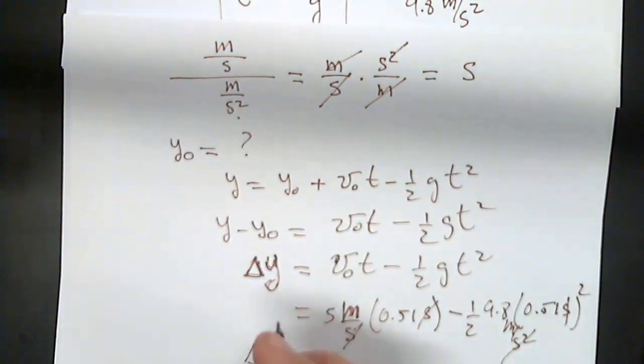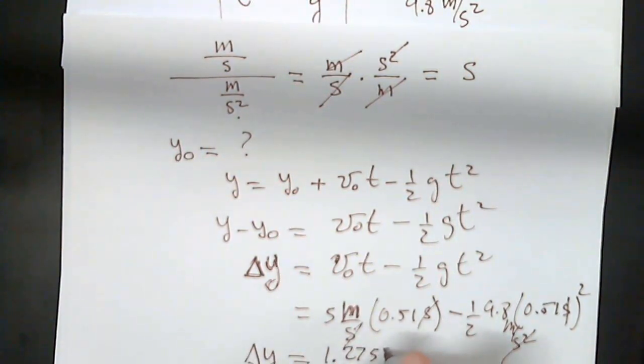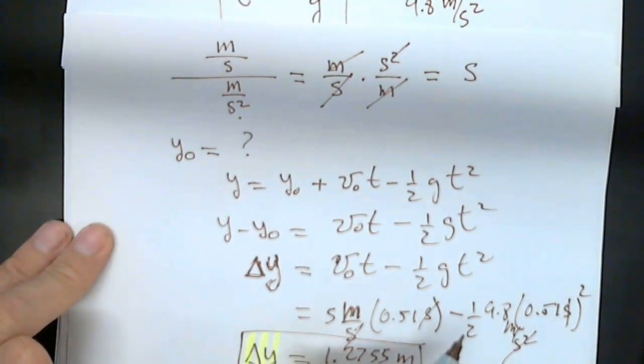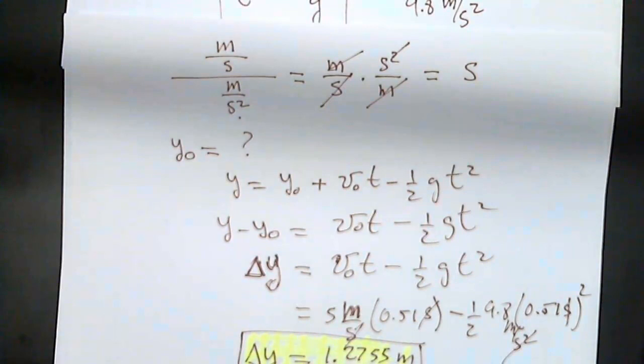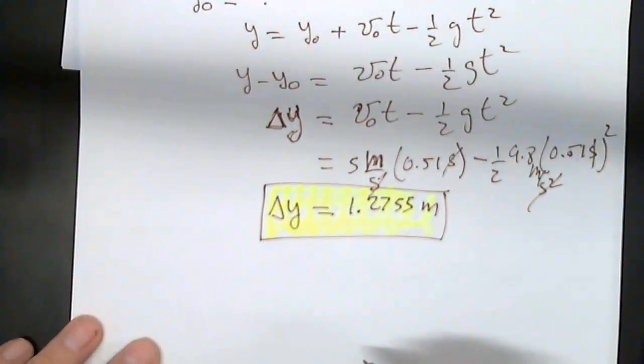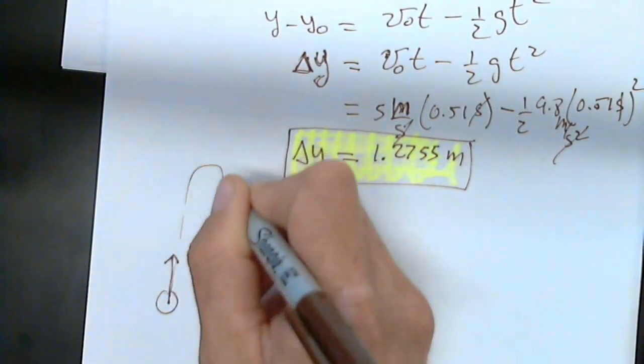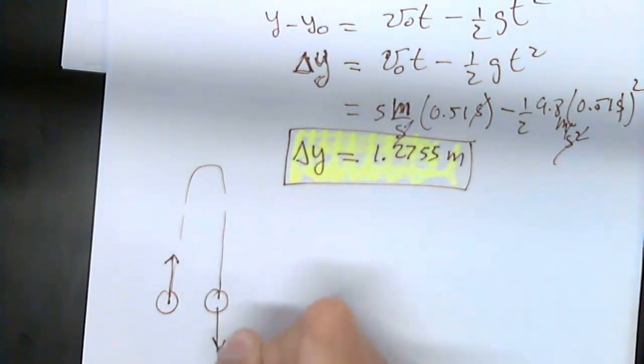So you see that the displacement is 1.2755 meters. Again, this is if my final position is the top, this is what I get. But I let you know, there is not too much different if you want to know when he's back to his hand.